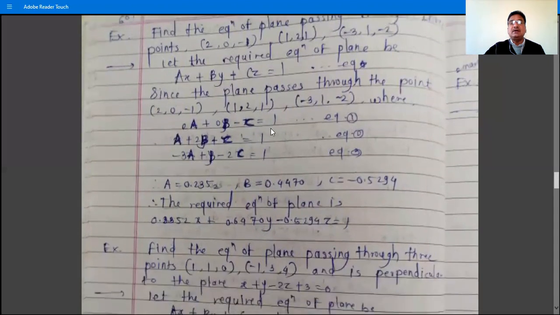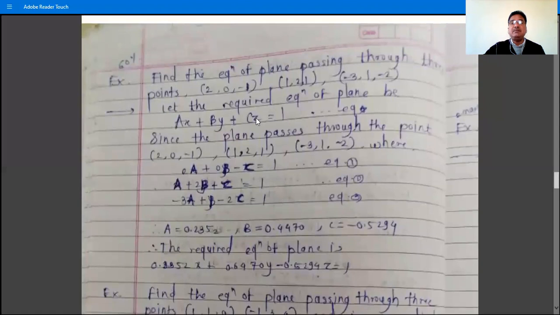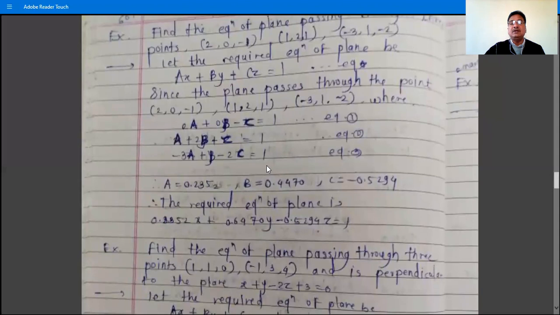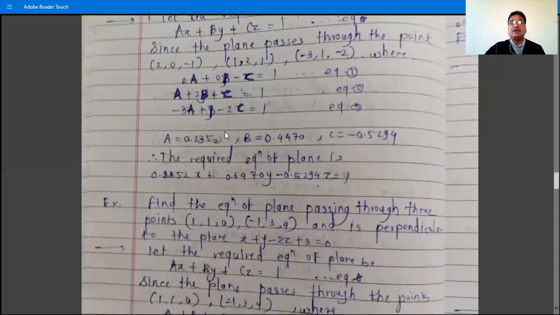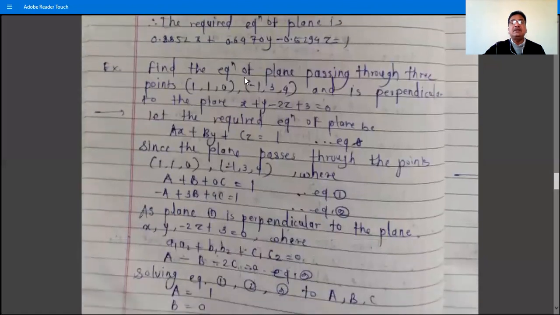Since these 3 points lie on this plane, the 3 points satisfy the equation of the plane. We have the three equations 1, 2, 3. Solve 1, 2, 3 for capital A, B, C using either a calculator or the augmented matrix Gauss elimination method. Okay.